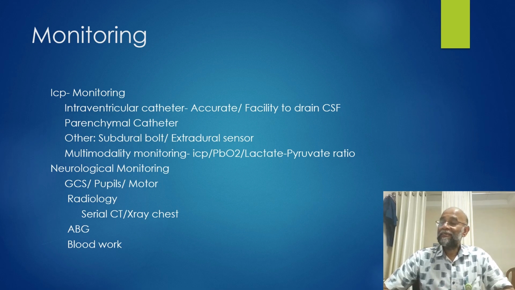Radiology: serial CT scans are often done to see how a hematoma is evolving. Even if the hematoma does not increase in size, there might be perihematoma edema which will increase, which might result in a crisis. X-ray chest is often done.